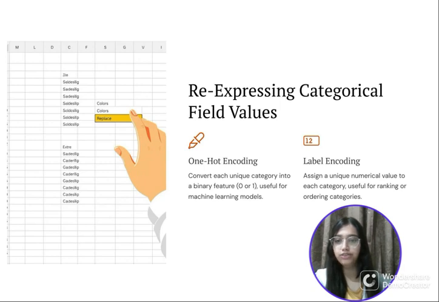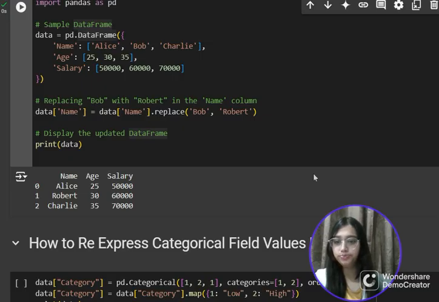So for that we have two things. First one is one-hot encoding, which converts each unique category into binary features, 1 or 0, and it is useful for machine learning models. The next one is label encoding, which assigns numerical values to each category, and is used for ranking or ordering categories. So let's see a code.